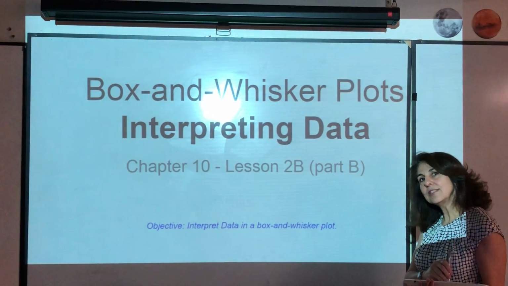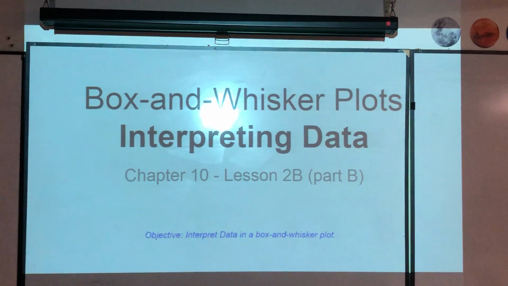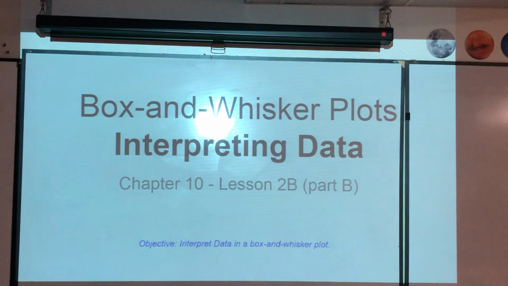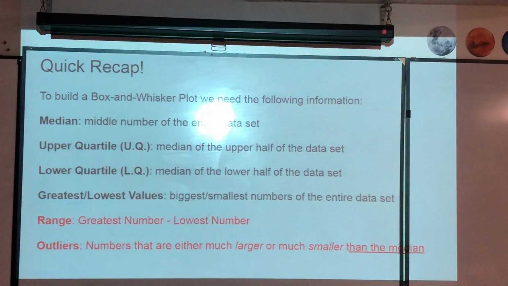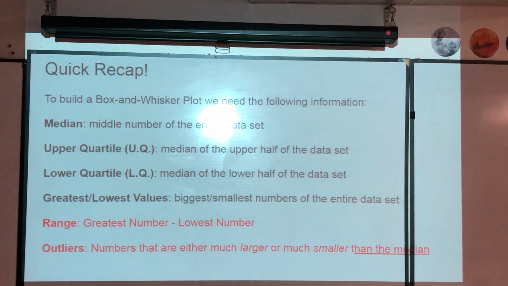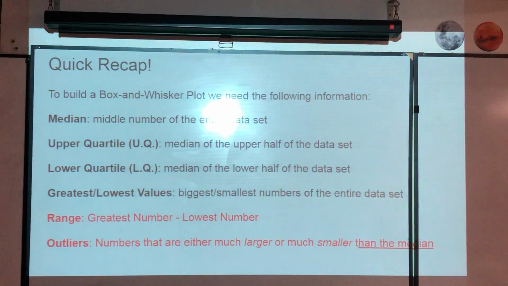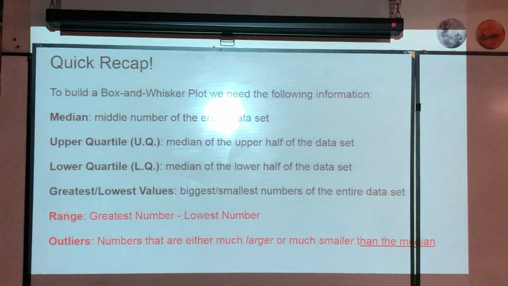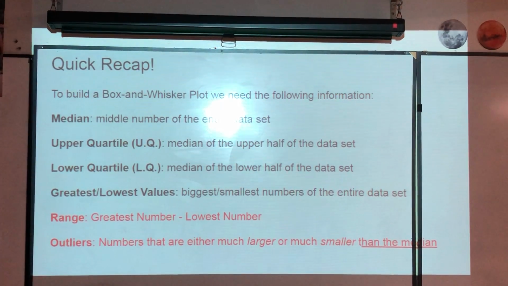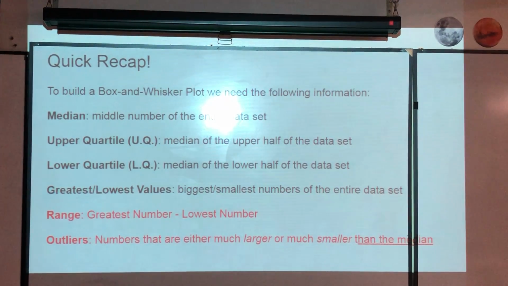But before that, let's do a quick recap. All right, so to build a box and whisker plot, we need the following information. We need the median, which is the middle number of the entire data set. We need the upper quartile, which is the median of the upper half of the data. We need the lower quartile, which is the median of the lower half of the data set. And we need the greatest and lowest values, which are the biggest and smallest numbers in the entire data set.